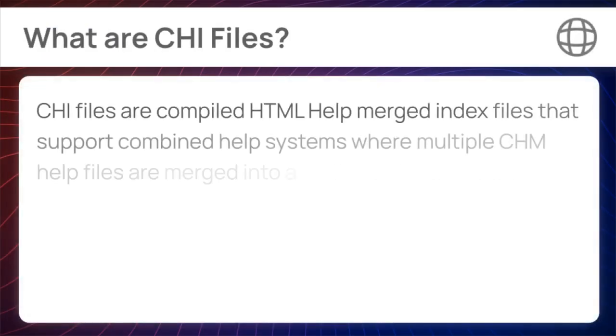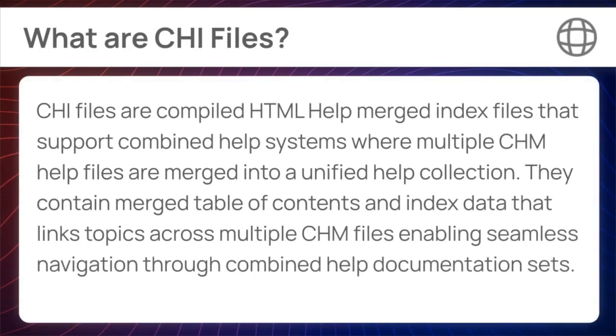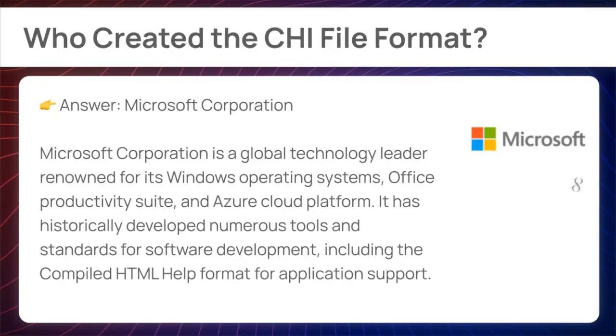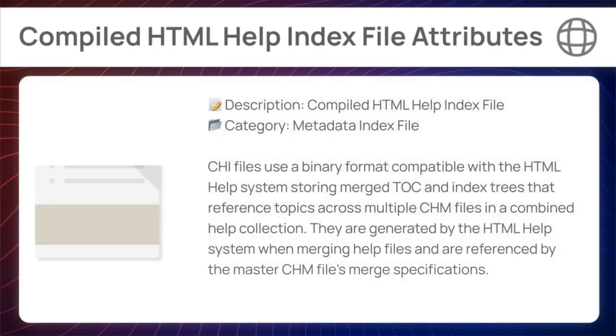CHI files are compiled HTML help merged index files that support combined help systems where multiple CHM help files are merged into a unified help collection. They contain merged table of contents and index data that links topics across multiple CHM files, enabling seamless navigation through combined help documentation sets. CHI files use a binary format compatible with the HTML help system, storing merged TOC and index trees that reference topics across multiple CHM files in a combined help collection.